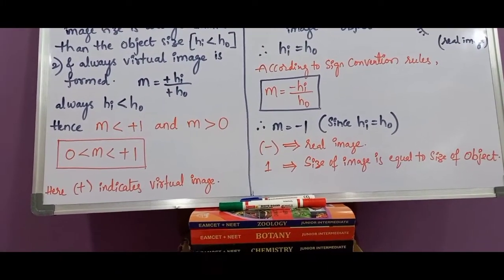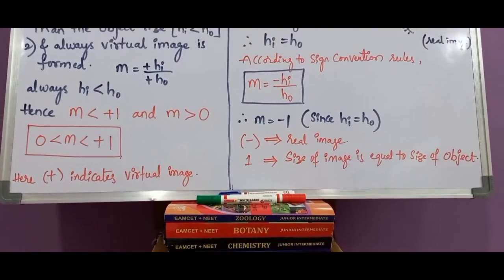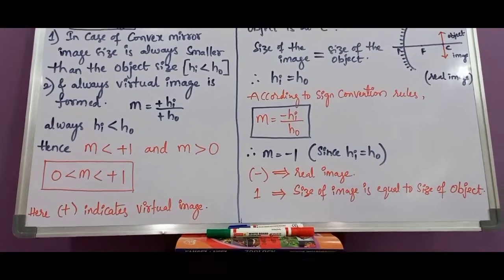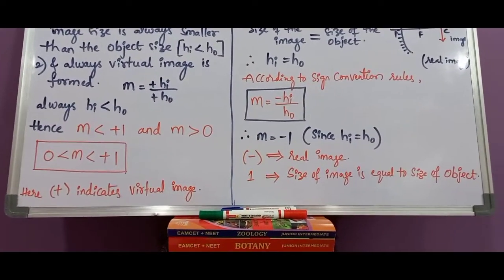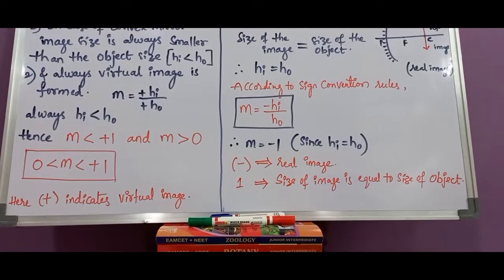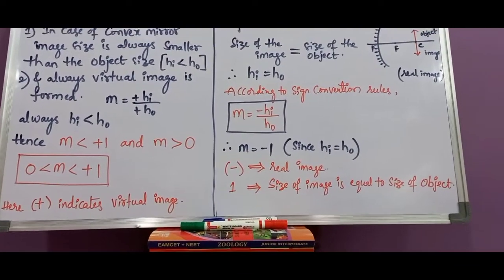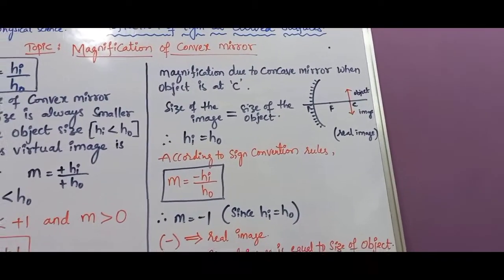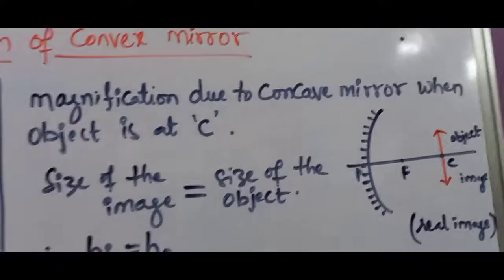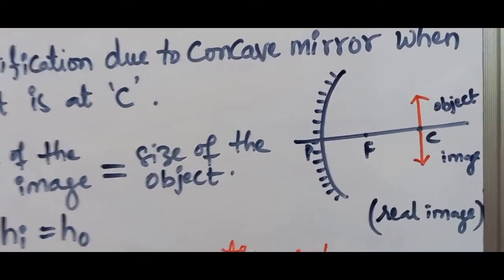Similarly, we can calculate the magnification in case of concave mirror for all object positions. Wherever the object is placed in front of the concave mirror, for each and every position of the object, we can calculate the magnification for concave mirror also. For example, let us find the magnification due to concave mirror when the object is at C, in the sense at the center of curvature.